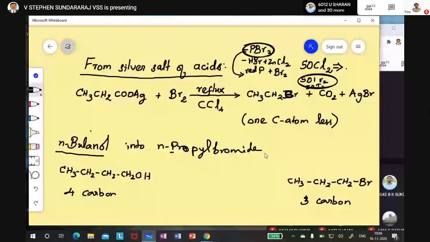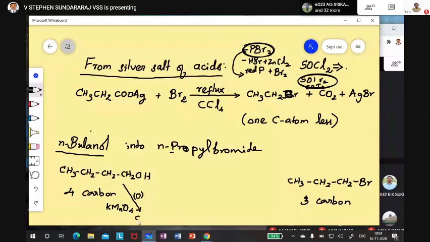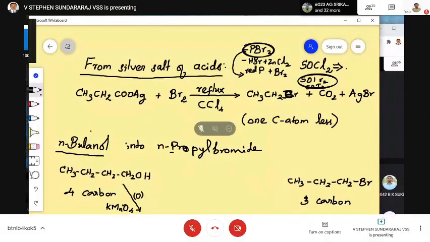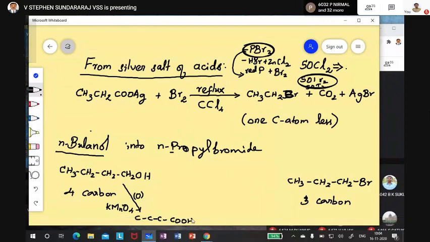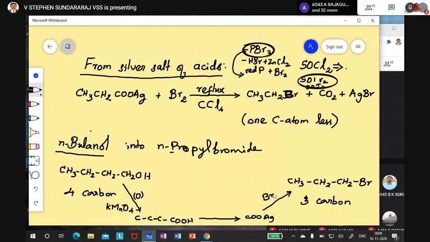Now in this case, it should immediately come to your mind that you have to oxidize, up to carboxylic acid, using any oxidizing agent like KMnO4 or K2Cr2O7. So the fourth carbon is converted into carboxylic acid. Then you take silver oxide or silver hydroxide, forming the silver salt of COOH, and then Br2, CCl4, reflux.